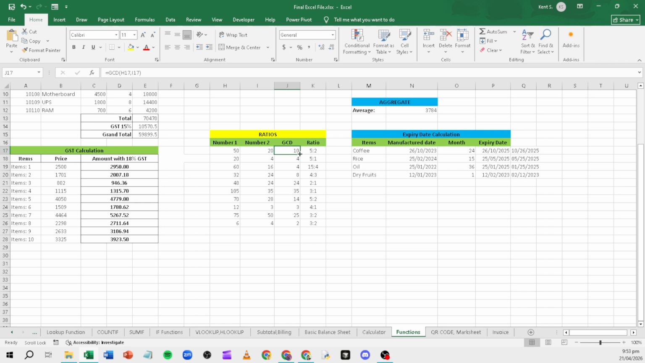If one number is negative, Excel effectively uses the absolute value. If both are 0, GCD returns 0, which you should avoid because it leads to a divide by 0 error in the next step. Finally, create the ratio string.